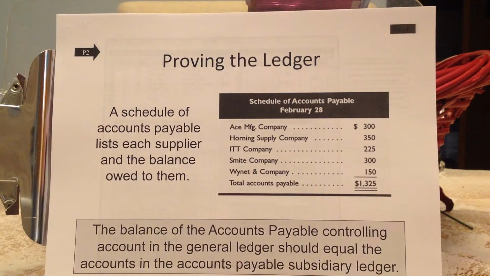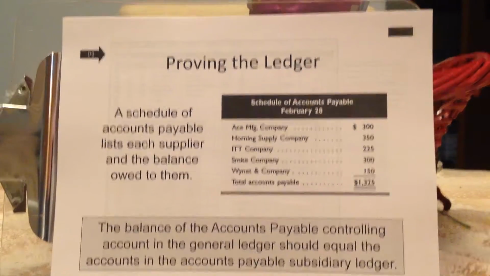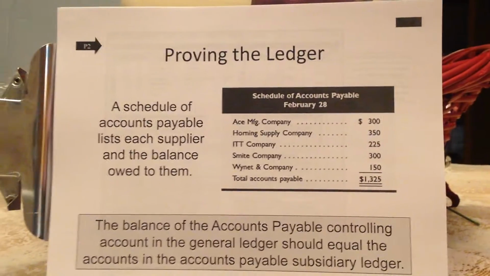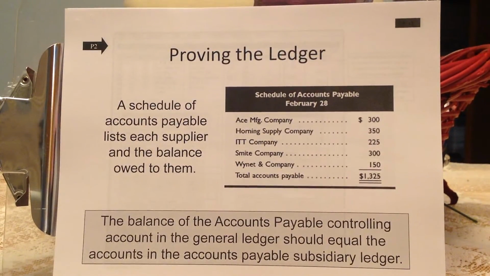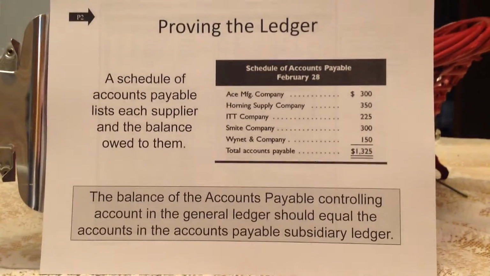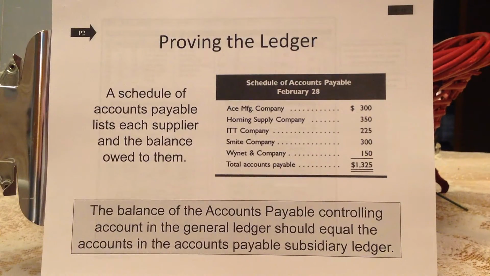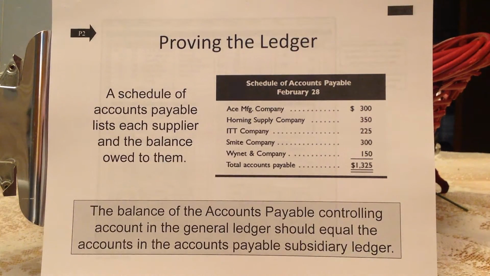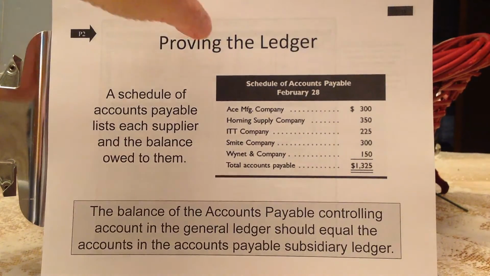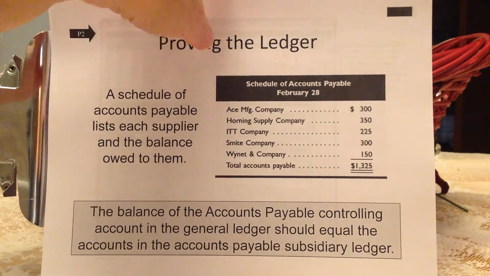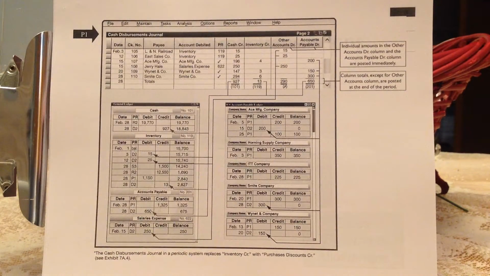Proof in your ledger. Schedule of accounts payable lists each supplier and the balance owed to them. Make sure that the balance in your control account in your general ledger equals your accounts payable subsidiary ledger. And if it's an automated system, this is automatic, and you can do an aging.